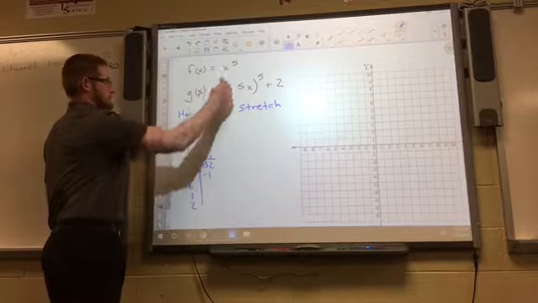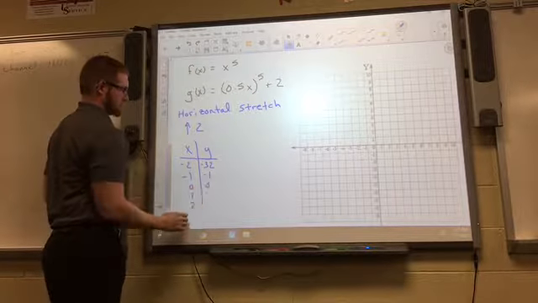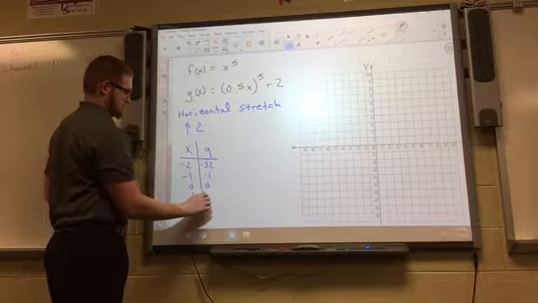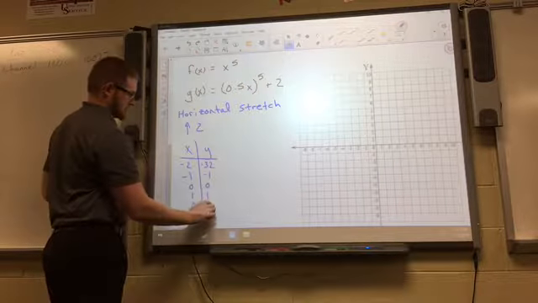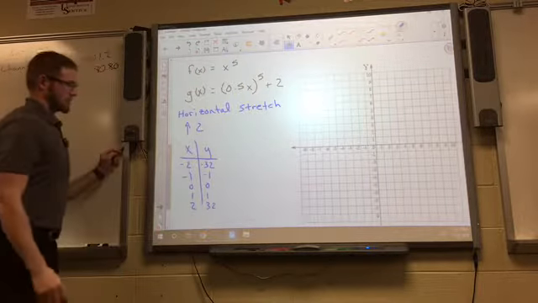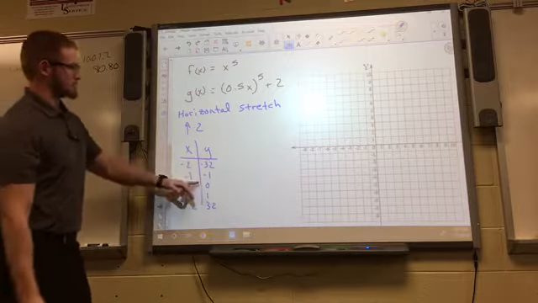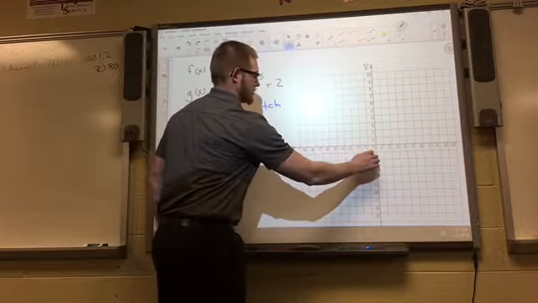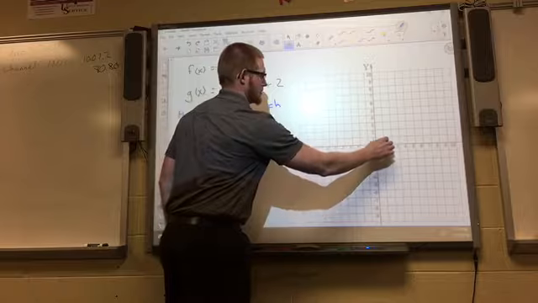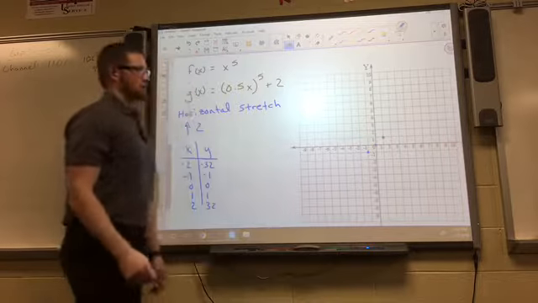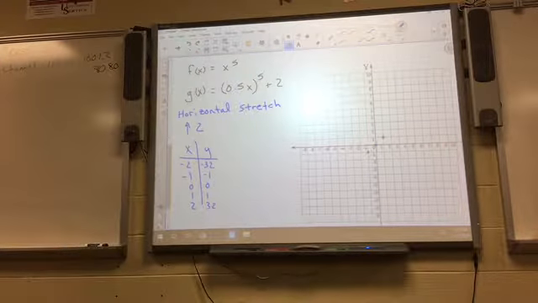-1. 0 to the 5th is 0. 1 to the 5th is 1. 2 to the 5th is 32. So we graph these. First one we can't. -1, -1, 0, 0, 1, 1. What do you have to be careful of here, do you suppose? Those 3 points there make it appear like it should be a straight line.